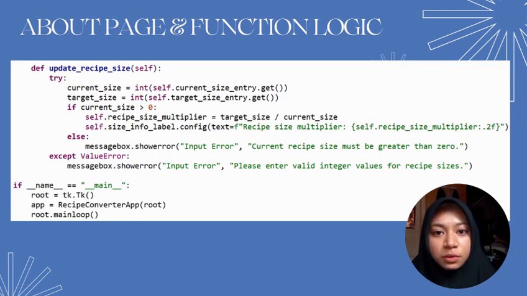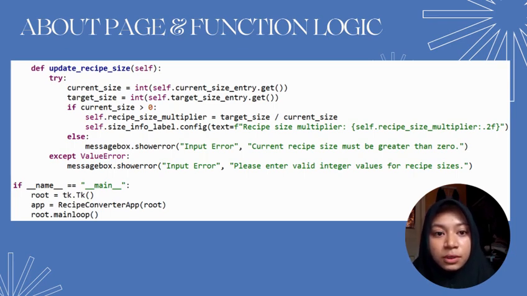The function that is responsible for updating the recipe size is called update_recipe_size(). So let me explain step by step. For the first one, to retrieve user input, the function first collects two values from the user, which are the current recipe size and target recipe size, from entry fields using self.current_size_entry.get() and self.target_size_entry.get().